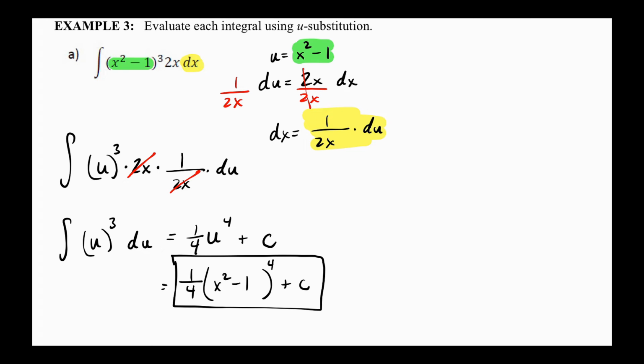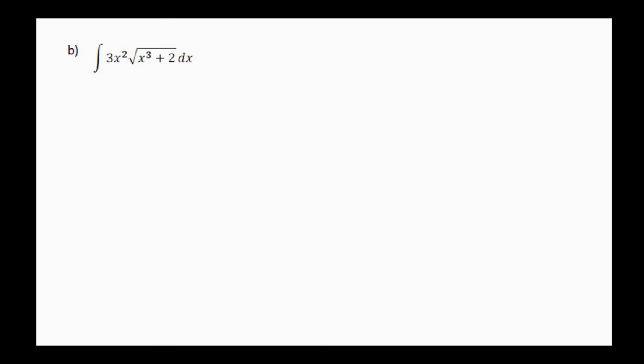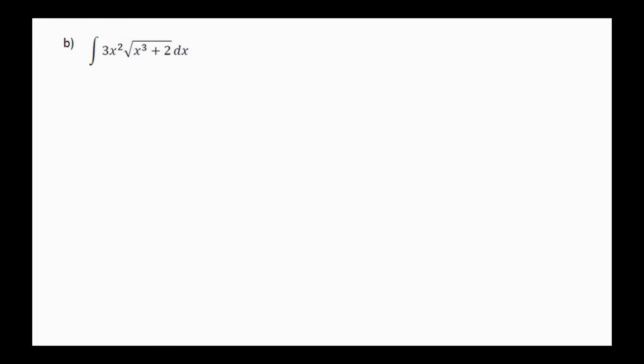Doesn't matter what problem you're looking at, you're always going to have the same steps. Always going to start with the argument, then find the derivative of the argument, then solve for dx, then plug it back in, then move any multiple constants to the front, and then use the power rule, and then sub it back in. So you're always going to have the same steps. Okay, so let's look at another one. Let's look at B.